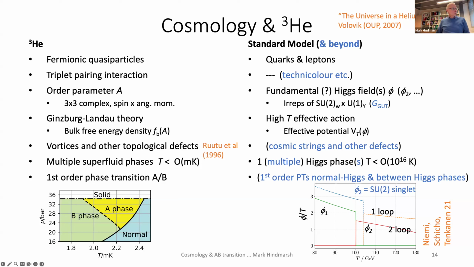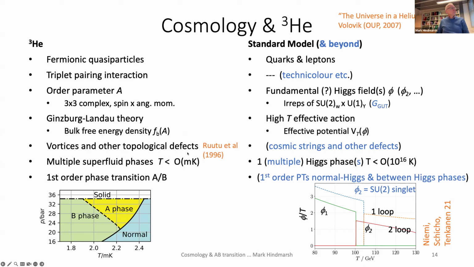So what that means is that they form Cooper pairs, and there's an order parameter associated with that pairing, which, because it's in the triplet state, is 3 by 3, because it's angular momentum 1 and spin 1. So there's a 3 by 3 order parameter. In an ordinary superconductor or superfluid, it's just a complex number, a complex field. But here it's a complex 3 by 3, so an 18 component order parameter. It's described by Ginzburg-Landau theory, as that's the effective theory, at least near the critical temperature for this superfluid transition. It contains lots of interesting extended objects, vortices, domain walls, other things.